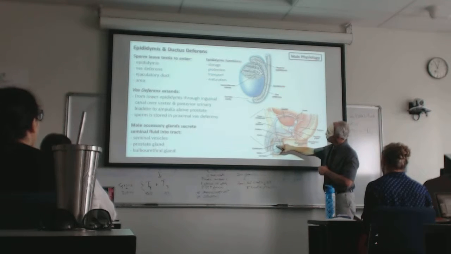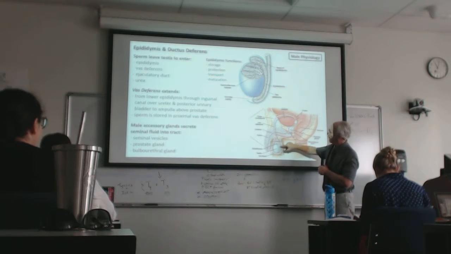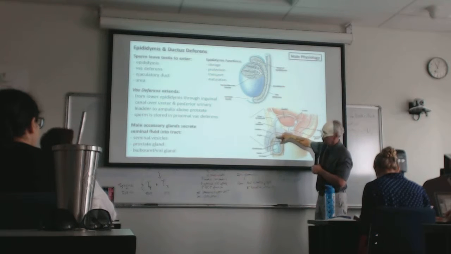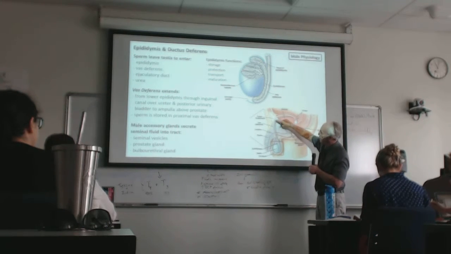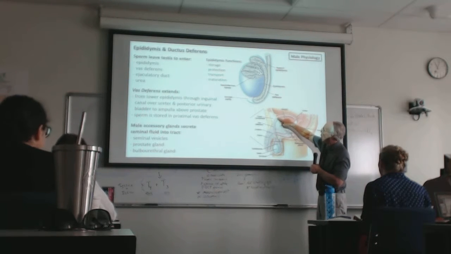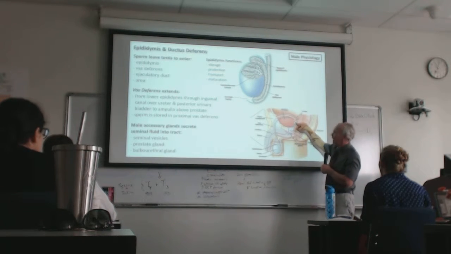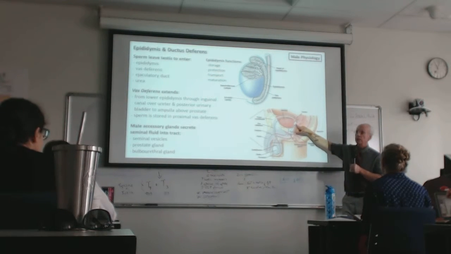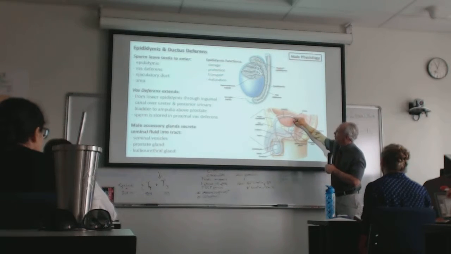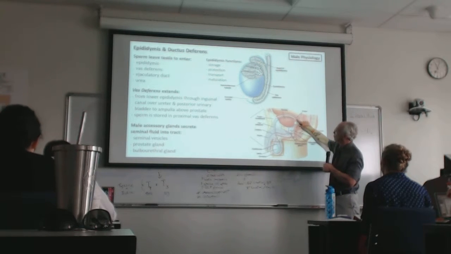Migrate through the epididymis into the vas deferens. The vas deferens, you can see it runs through the spermatic cord back into the inguinal region, then runs into the anterior pelvic or pubic region, up over the urinary bladder, and then back to the posterior bladder, where the vas deferens converges with another tubule back here.